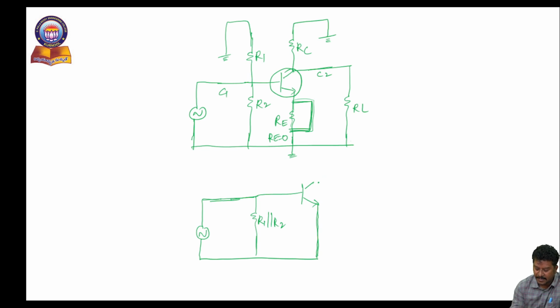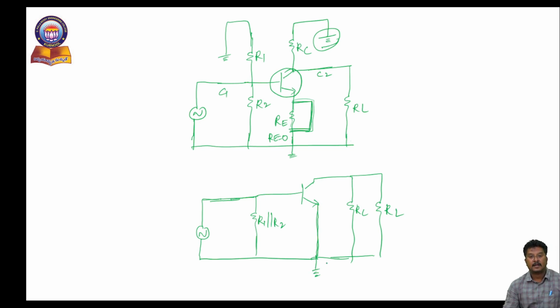And on the output side, RC is there. I connect this RC, which is grounded. This ground I can connect parallel to RL, so that I can make RC parallel with RL. This is a simplified circuit that I am making by making the DC sources 0 and all capacitors short circuit.